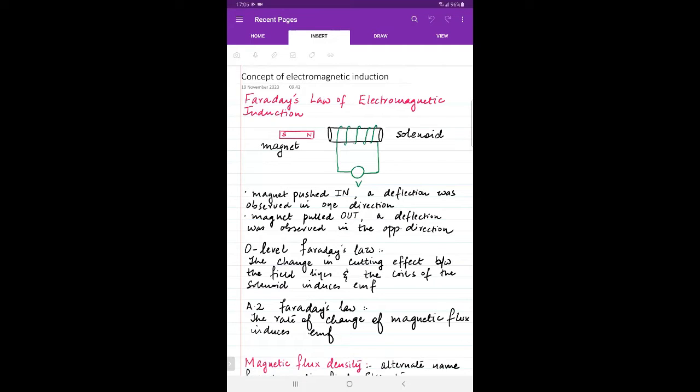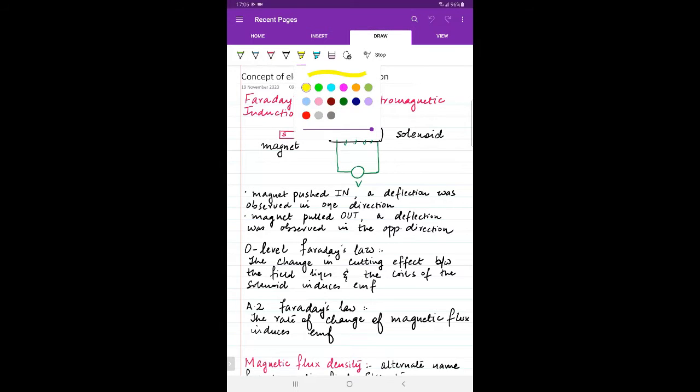All right, guys. So in the previous class, as I said, we concluded the working of magnetism. So now the next topic is the concept of electromagnetic induction. So what all things do we have to discuss in this? Let's quickly go through it.